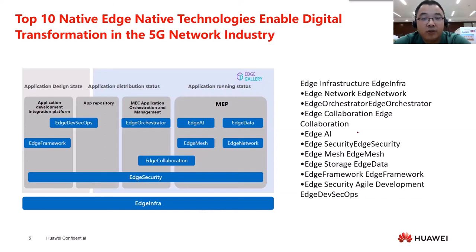Edge orchestrator, we have the declarative resource orchestration for the lifecycle management and resource orchestration. Edge collaboration, we are going to collaborate the network user end and the 5G network and also public cloud. We can use edge collaboration to work together. The MEP is easy to understand. We have the edge AI data, mesh and network. Network is especially for the 5G network.